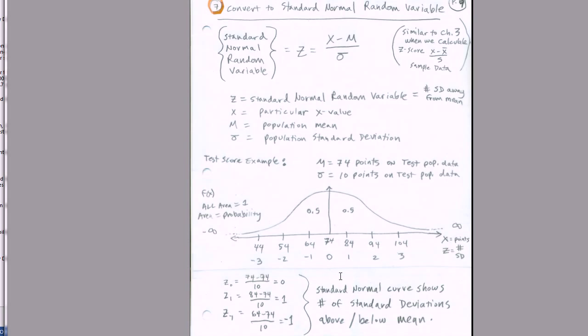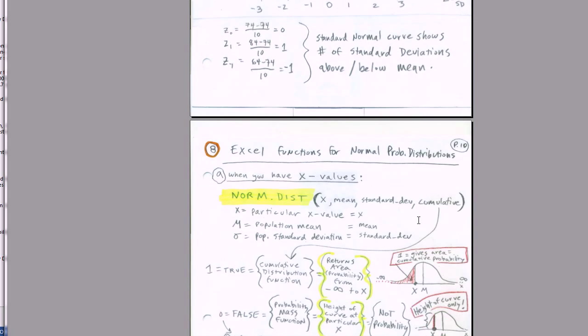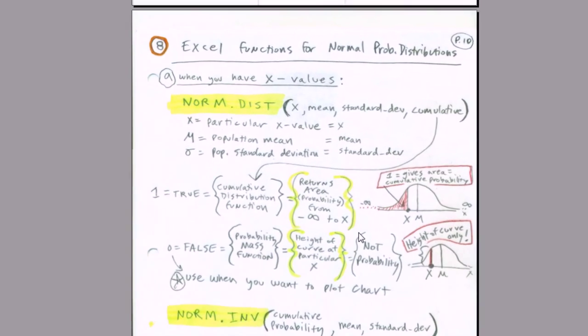So if we add one standard deviation, we get 1z, or 84. If we add 2 standard deviations, that's 10, 20, we get 94. If we subtract 1, we get 64. Subtract 2 standard deviations, we get 54. X and z, you can use either one you want when we're using Excel functions. And we'll look at both of the functions, again, to calculate probability. Now let's scroll down and talk about the Excel functions.